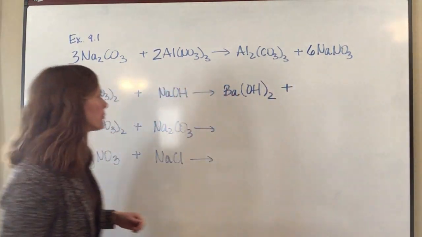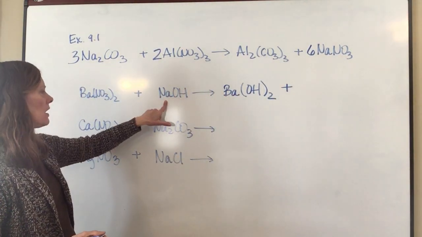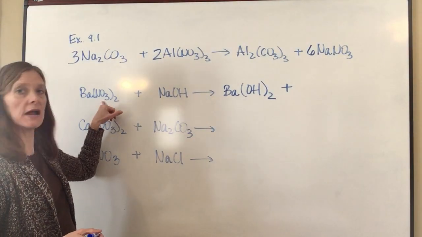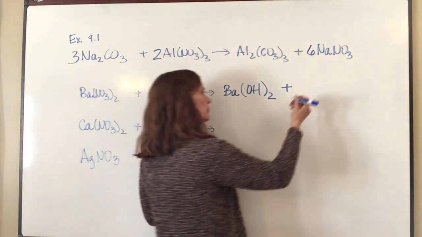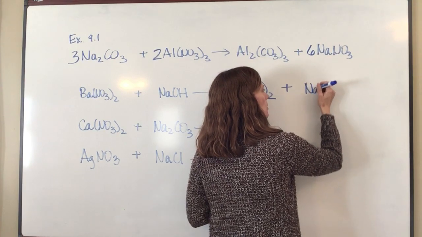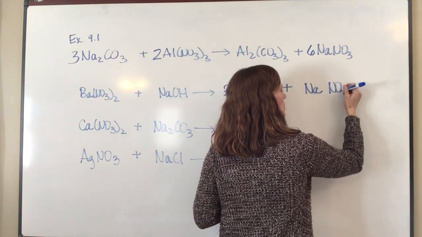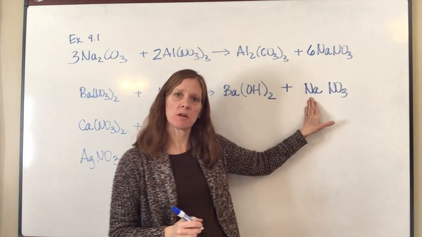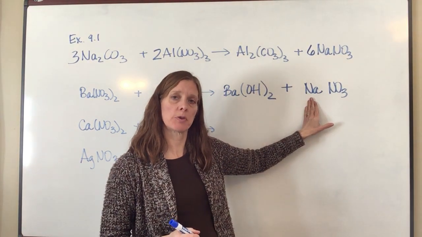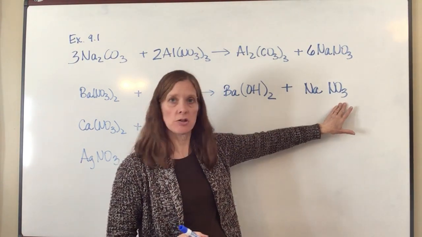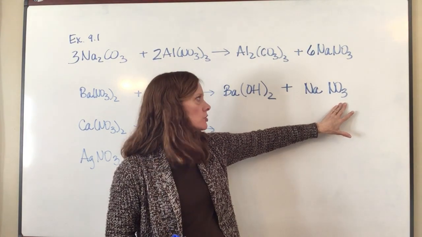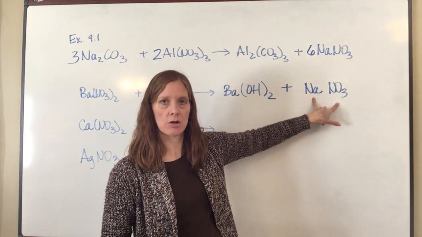Your other product is going to be the sodium from here and the nitrate from this other side there. So the sodium and the nitrate are going to go together. Sodium's in the first column on the periodic table with the +1 charge. Nitrate, you should have memorized, has a -1 charge. So the formula for that's just NaNO3.